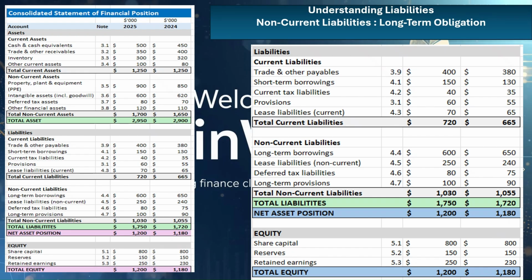Now let's check non-current liabilities. Understanding long-term debt is important to check companies' health. This area helps us assess long-term financial risk and leverage. Non-current liabilities extend beyond 12 months and reveal the company's long-term financing structure and financial risk profile.